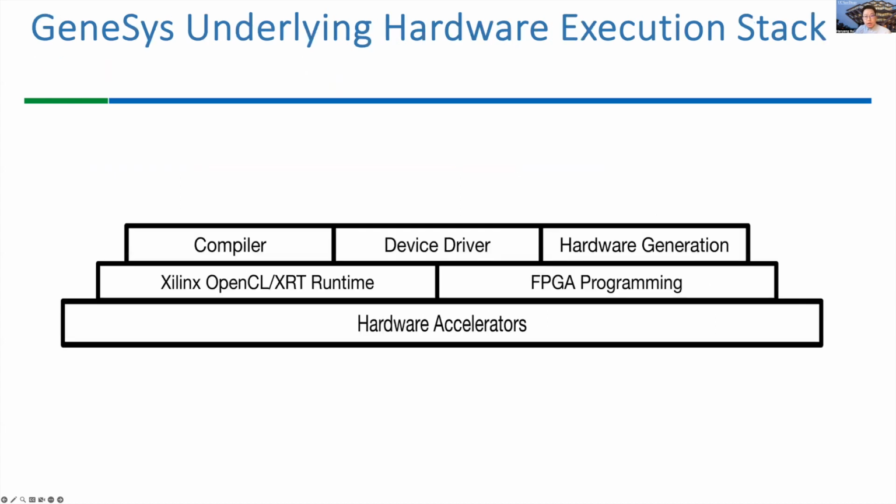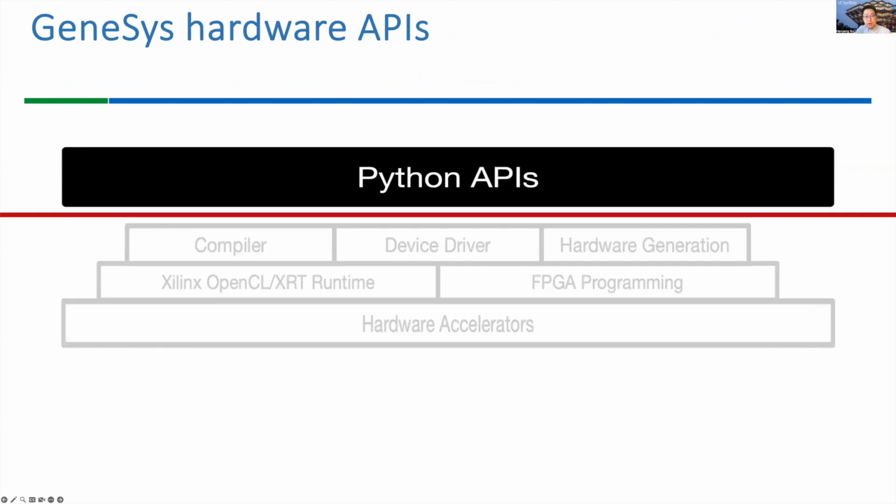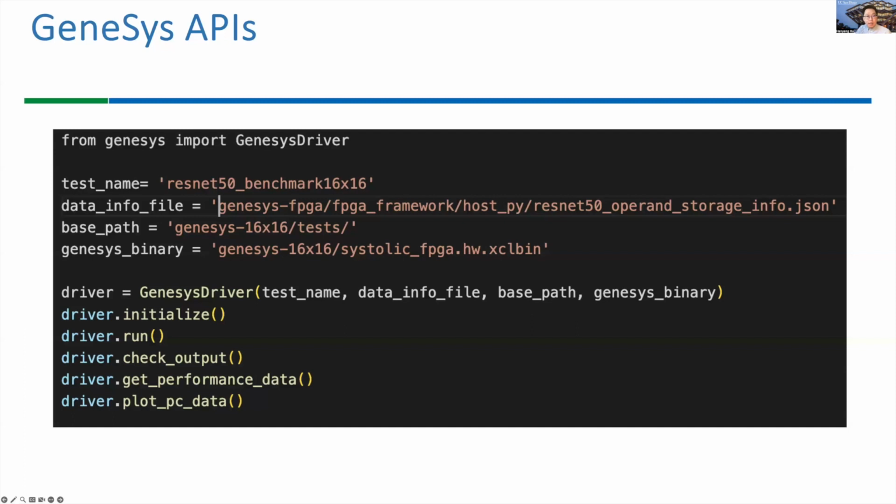Without the GeneSys hardware Python API, the underlying hardware execution stack is a complex system that only domain experts in hardware have the knowledge to operate. With just a handful of GeneSys APIs, you can abstract away the complexity and seamlessly process your data using Python. These APIs handle tasks like compilation, hardware generation, execution, and verification, ensuring that your workflow is both efficient and straightforward.